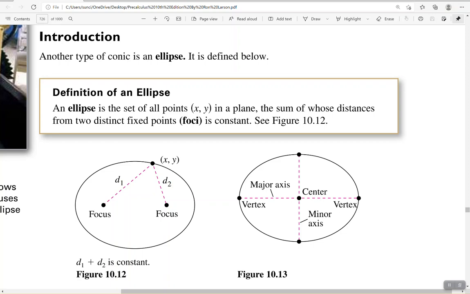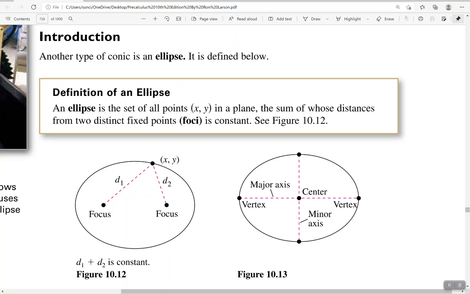And if you stretch the string with a pencil and then draw all the way around, as far as the string allows you to, that will draw you an ellipse. Notice the different components of an ellipse. There's a center. Of course, there's foci. There are two vertices on the ends there, and this is on the major axis. So when they talk to you about a vertex, it's on the major axis. But there's also a minor axis for the narrower part of the ellipse.